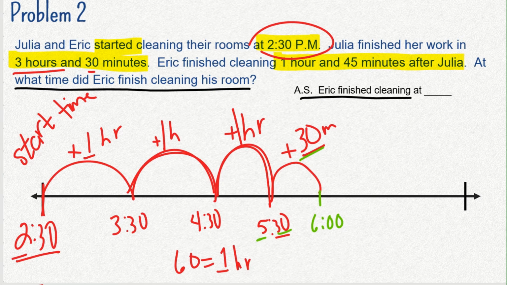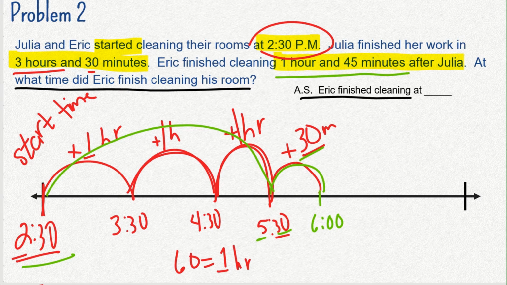So what time did Julia start? Julia and Eric started at 2:30. 3 hours and 30 minutes later, Julia finished at 6 o'clock. Now, the question is not about Julia. The question is about Eric, and he finished 1 hour and 45 minutes after Julia.